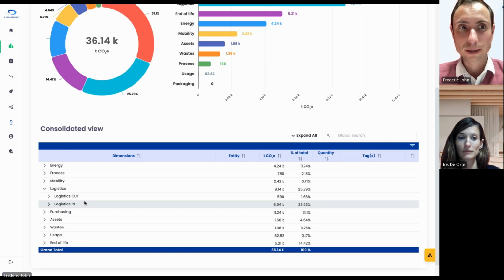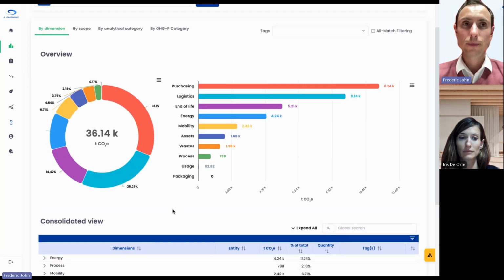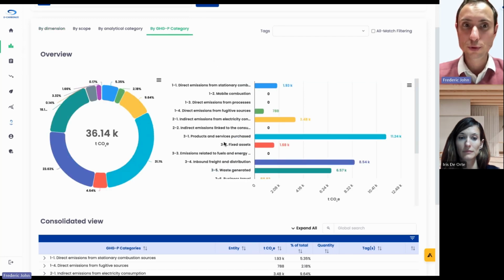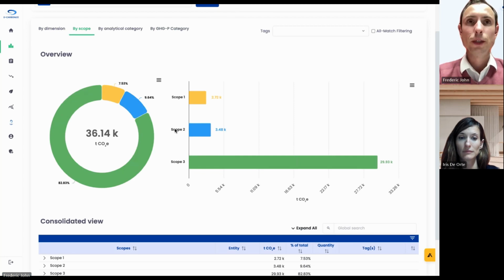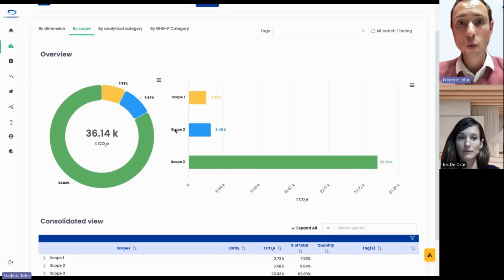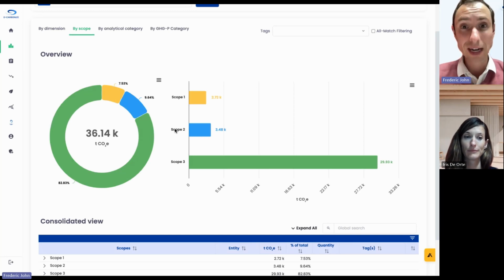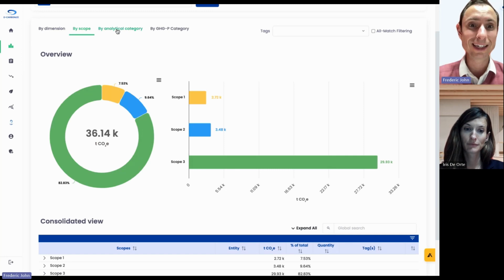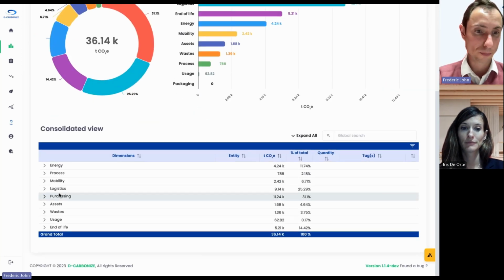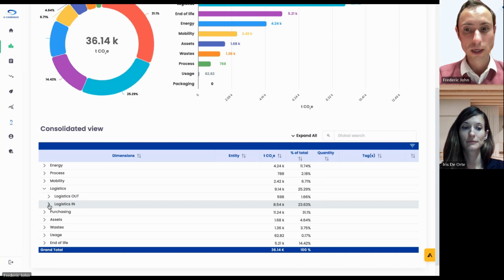analytical categories. So it means that logistics out and logistics in, these are categories that we created ourselves. And the reason is because we realized that for most of our customers, those dimensions or those categories from the greenhouse gas protocol or the three scopes, it's not always perfectly adapted to their own specific situation. So we really wanted to give them the opportunity to create their own carbon footprint report with their own labels. And this is what we call the analytical categories. So back to my example, I go to logistics in because I see here it's 23% of the total.